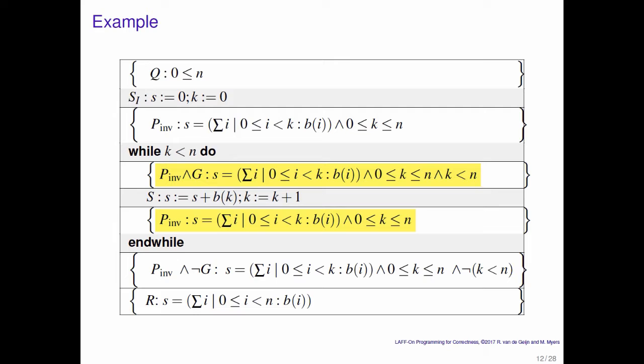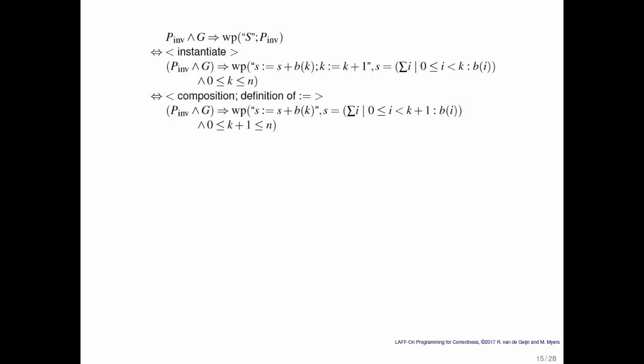So then you have to prove that if the loop invariant and the guard hold before the command S is executed, then the loop invariant holds again after the command S is executed. And how do you do that? Well, you just kind of plod through it. This is what you need to prove. You instantiate. Notice that we don't instantiate to the left of the assignment because we're going to do a lot of manipulation on the right first.